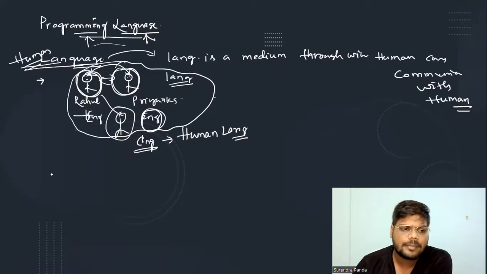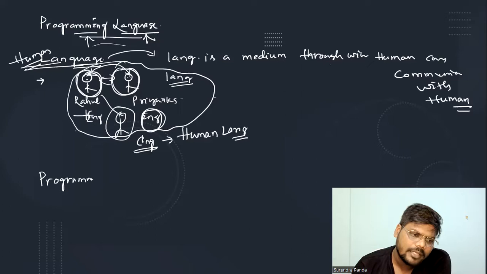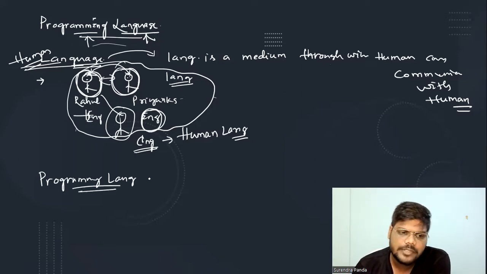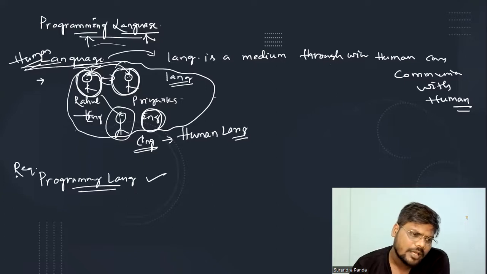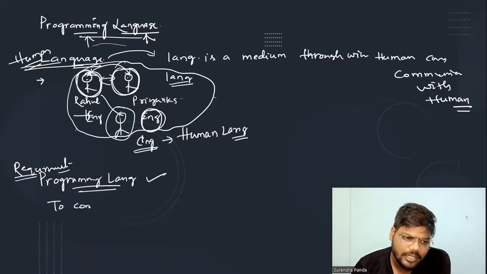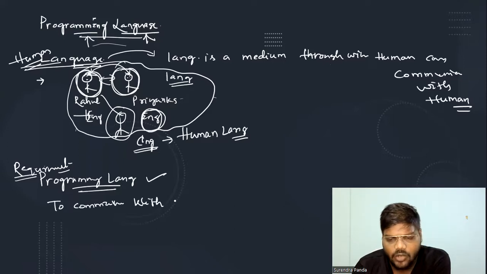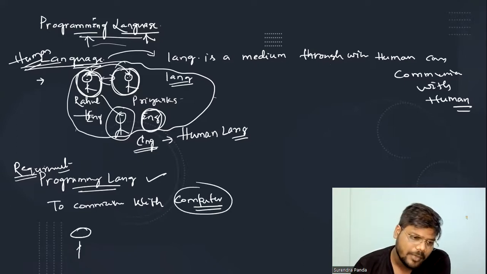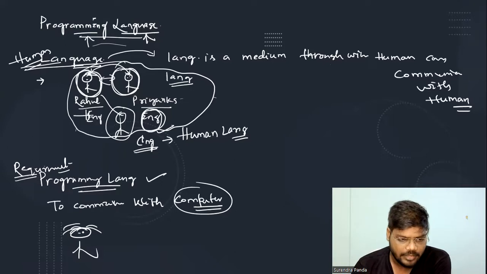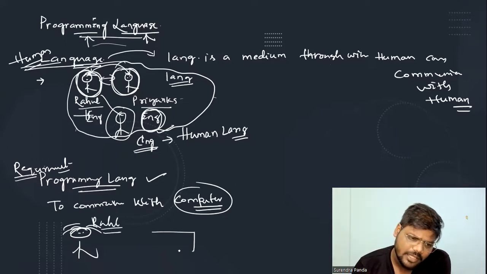Sir, what is the requirement of a programming language? See, what is programming language? We already completed. It is a tool to develop software. And the requirement of programming language means to communicate. If you want to communicate with any electronic device, or you can say computer, we require a language called programming language. Not human language. So previously, if Rahul wants to communicate with Priyanka, normal language is sufficient. But now Rahul wants to communicate with a computer.